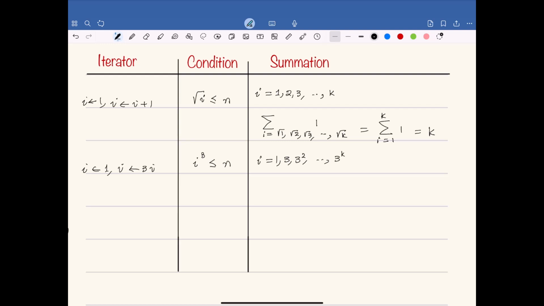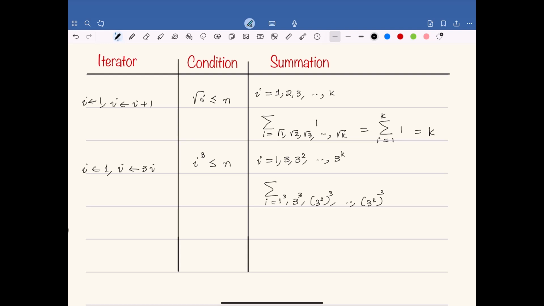So for the summation, what are the values we need to list for I in the summation? They are not these values. We have to look into the condition. The values that are tested against n are the cube of I. The first value of I is 1, so the first value of I in the summation will be 1 cube. Next value will be 3 cube. Next value will be 3 square cube, and so on. And the last value of I in this summation will be 3 raised to power k cube.